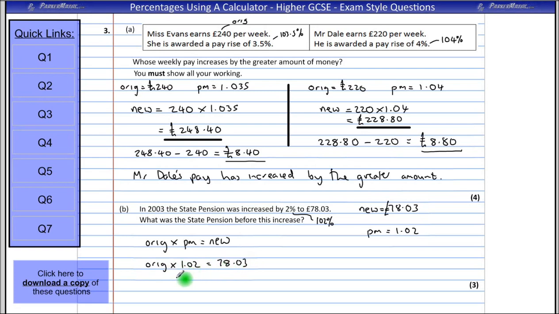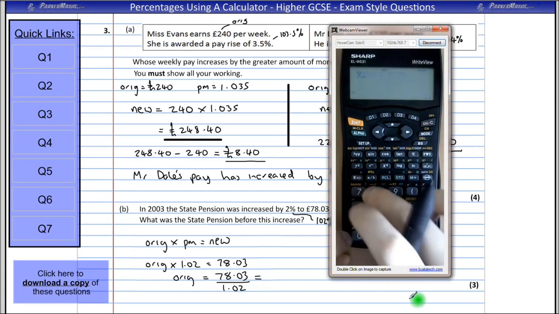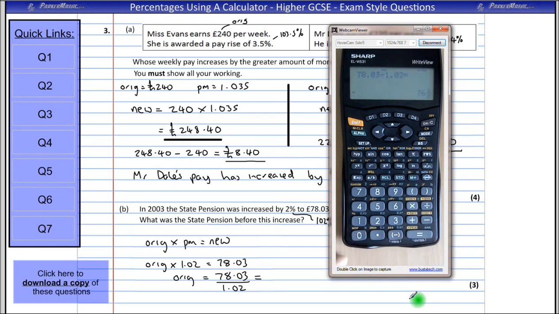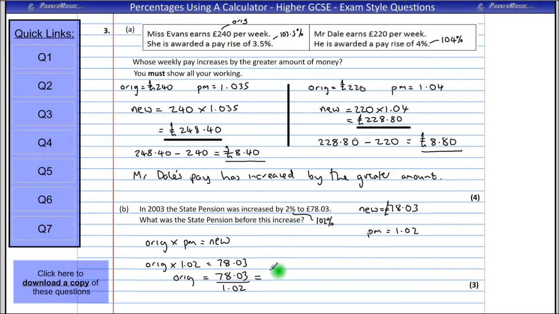So to find our original amount, we need to do 78.03 divided by 1.02. So 78.03 divided by 1.02 gives us £76.50. Make sure you perform a final check to see if your answer makes sense. Well, we started with an original amount and then we increased it by 2%, so our new amount should be bigger, and it is, so our answer makes sense.